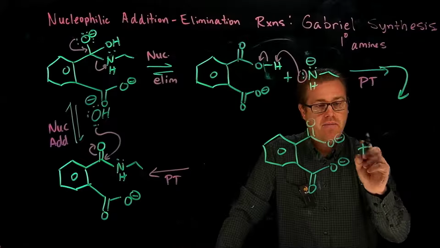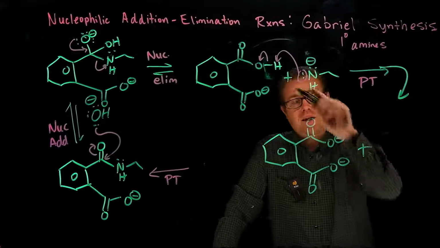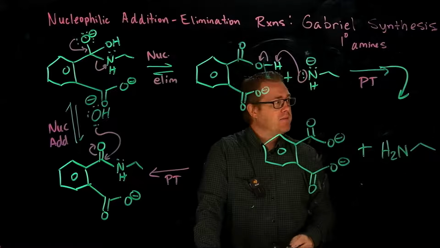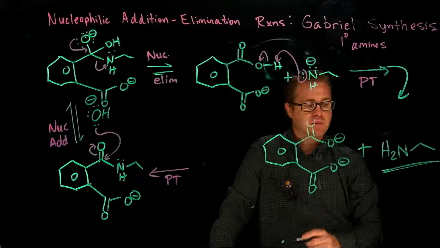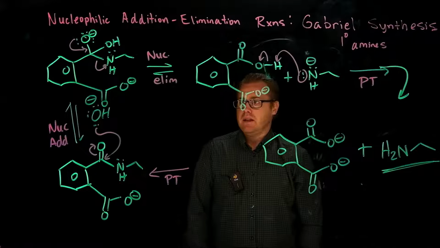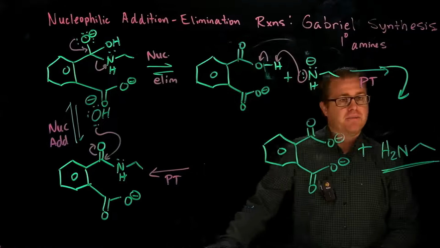But we don't want that, because what else is another product here? That would be the primary amine. And that's what we wanted. That's what the Gabriel amine synthesis is all about. And so that's how you do it.